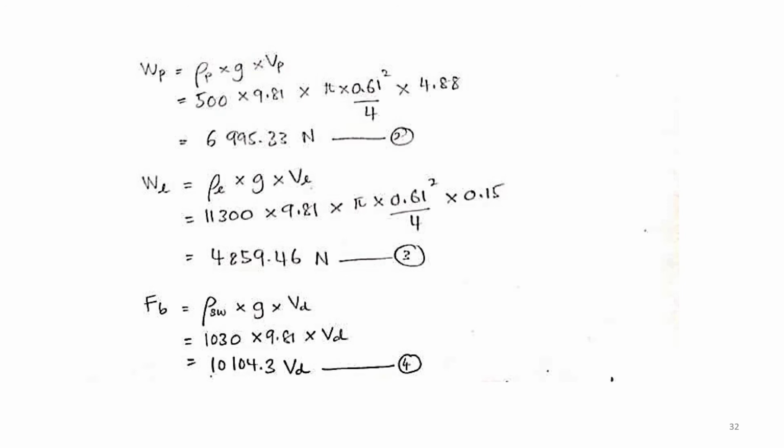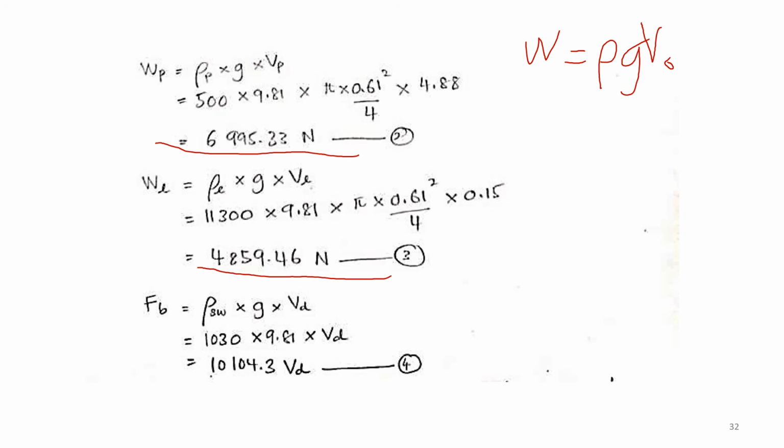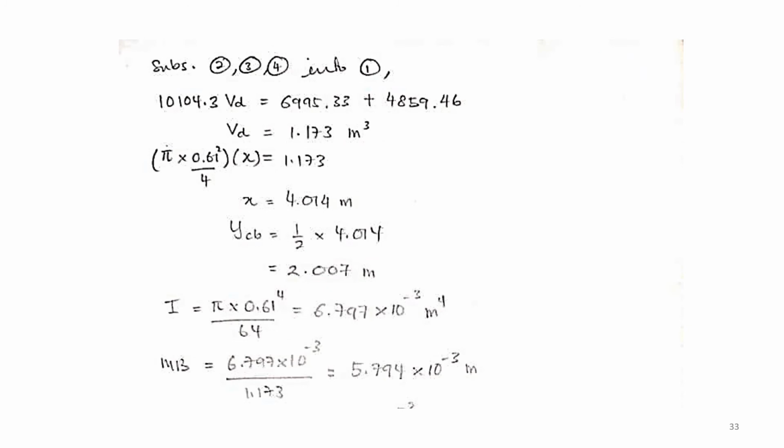Okay, next we calculate the weight of pine and weight of lead using the formula weight equals rho g V object. So V object here is pine and lead. Okay, so this is the weight for pine and this is the weight for lead. Then we can substitute into the formula Fb equals W, and we can find the Fb using the formula rho g Vd, where the density used is the density of seawater, and Vd remains unknown because we cannot calculate the X. We don't know the depth of immersion. Then we substitute equations 2 and 3, the weight of pine and weight of lead, and equation 4 for the buoyant force into one equation.